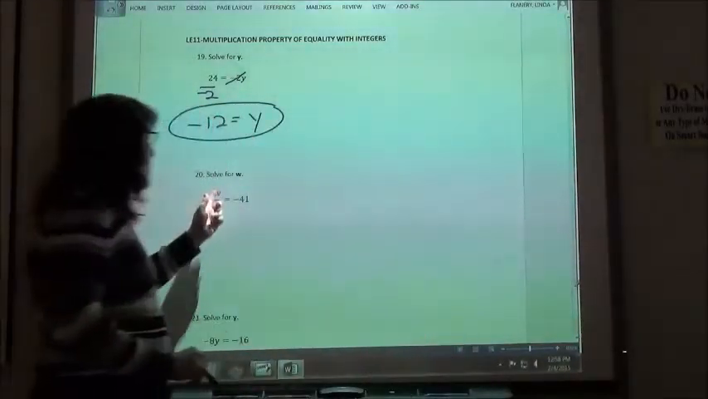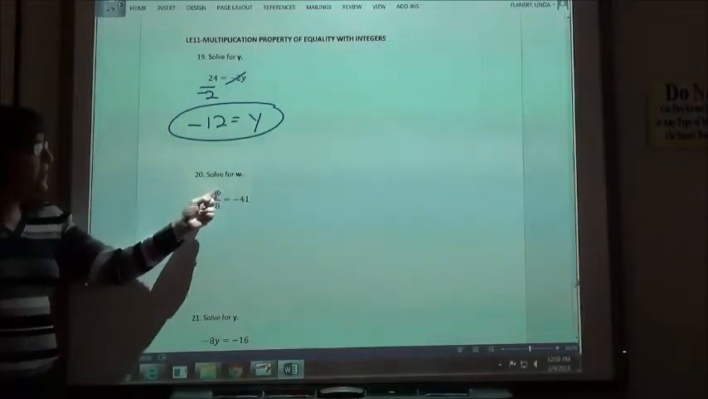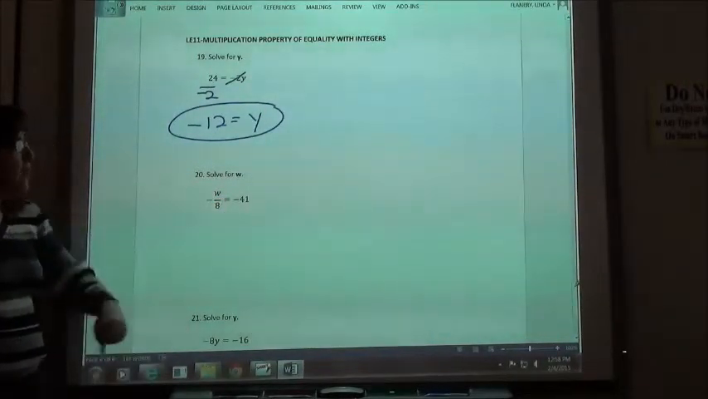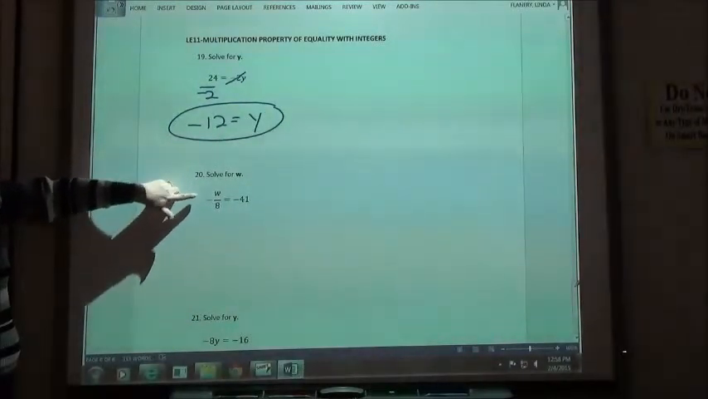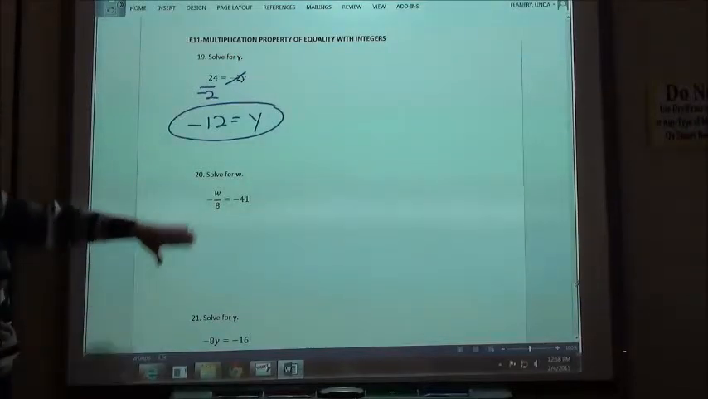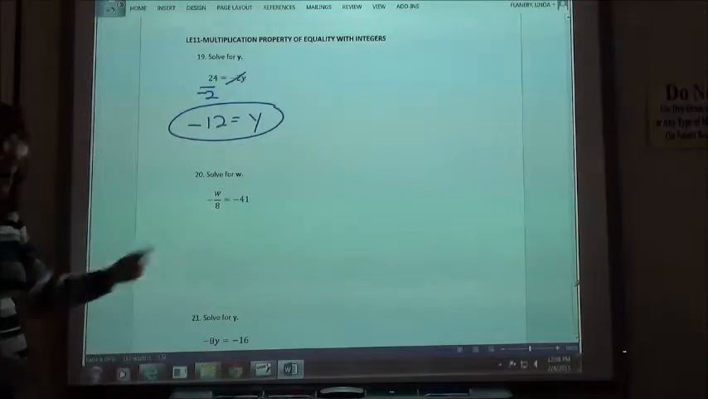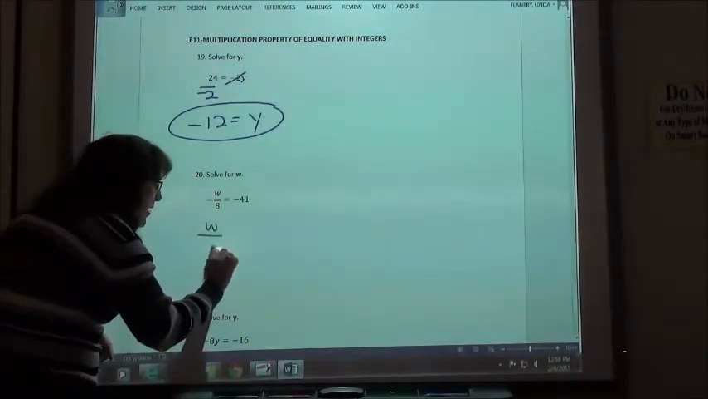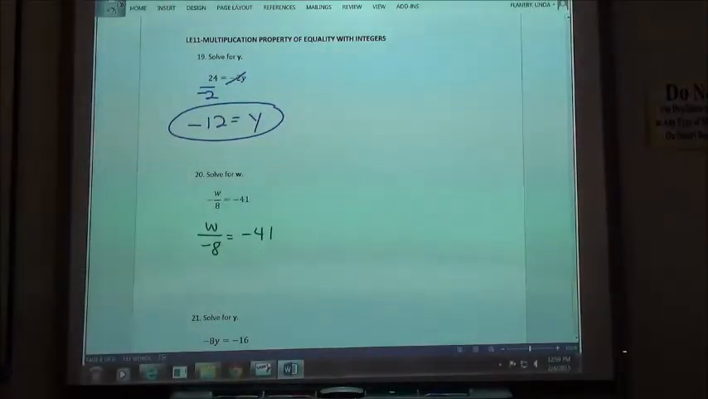Now, this is a tricky one. This is negative w divided by 8 equals negative 41. This negative can either be put with the w or with the negative 8, not with both, because then I'd have a negative over a negative. Since I want to get the w by itself, I'm going to put the negative with that number. W over negative 8 equals negative 41. It's one of the very few times I actually put the negative on the bottom of my fraction. Otherwise, it makes my problem longer.